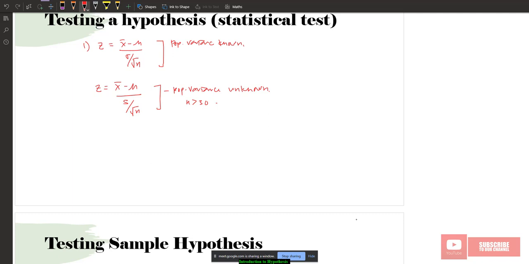And number 2, we have the T distribution, x bar minus mu divided by s over square root of n, where the condition is that the population variance is unknown and n is less than 30. Z is for n more than or equal to 30. So the T distribution is for a small sample.